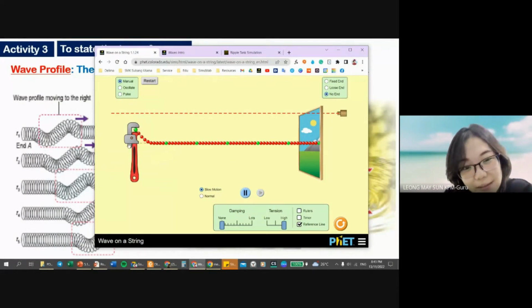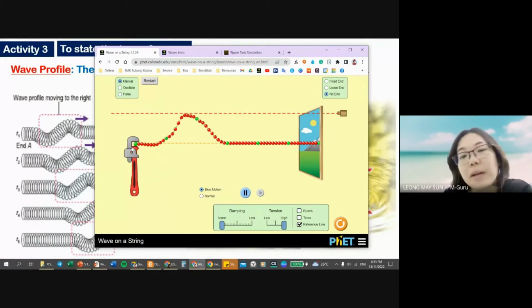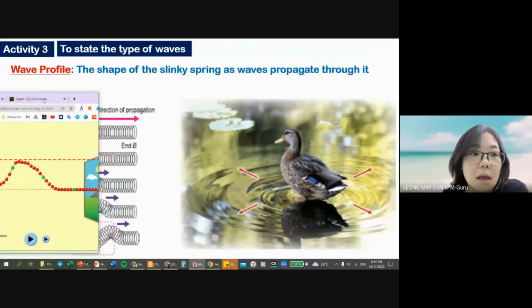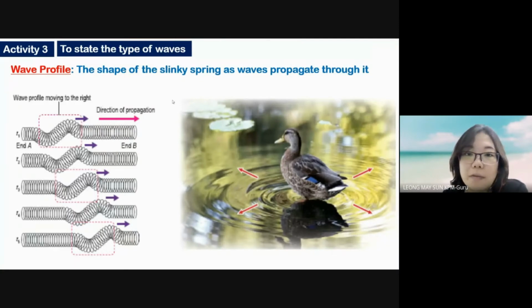When I disturb this, we see that the wave energy is transferred from the player, moving from the left towards the right. The energy is moving. This wave is what we call a wave profile. So the wave profile is the shape of the slinky spring as the wave propagates through it. Here it's moving towards the right. The profile of the wave is moving towards the right.